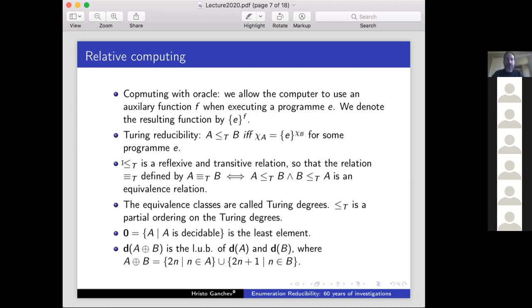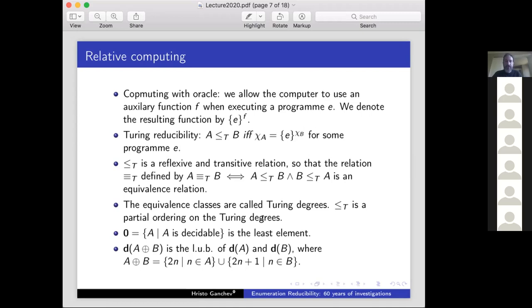Now, this relation is reflexive and transitive. And every reflexive and transitive relation gives rise to an equivalence relation, which is the Turing equivalence in this case. The equivalence classes under the relation are called Turing degrees. And the reflexive and transitive relation, Turing reducibility, becomes a partial ordering on all the Turing degrees.